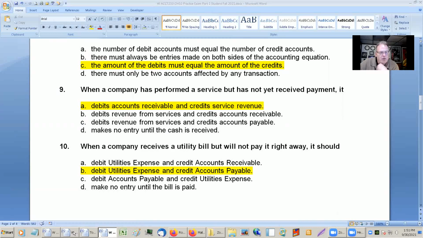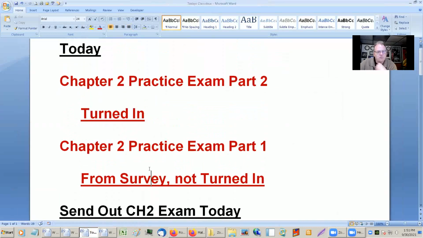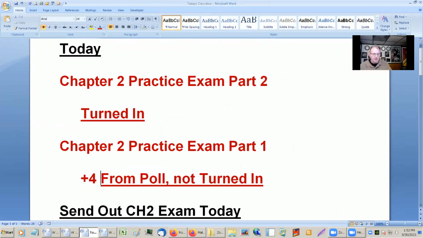And I will put in plus 4. Okay, so this is saved from the poll. You guys have classes to go to, so I'll see you in this class, but I'll add 4 points, so you turn in chapter 2, practice exam part 2. The chapter 1, you do not have to turn in because we just did it. And I will add that in.